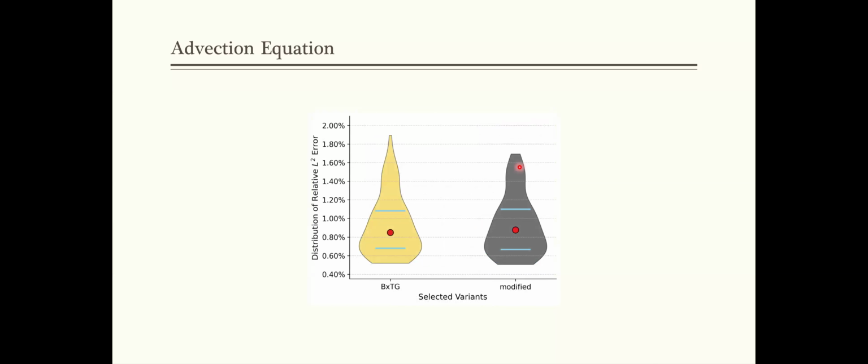Well, again, we want to look at the violin plots of the distribution of the L2 relative errors over all test cases. We can say the error distribution of BXCG is pretty similar to that of the modified DeepONet.